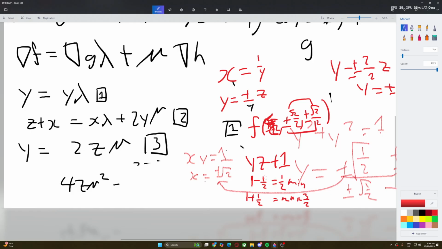Actually, what am I saying? No, they have to be opposites to be minus. The hell? Yeah. So same sign will get you the max. Opposite signs will get you the min.